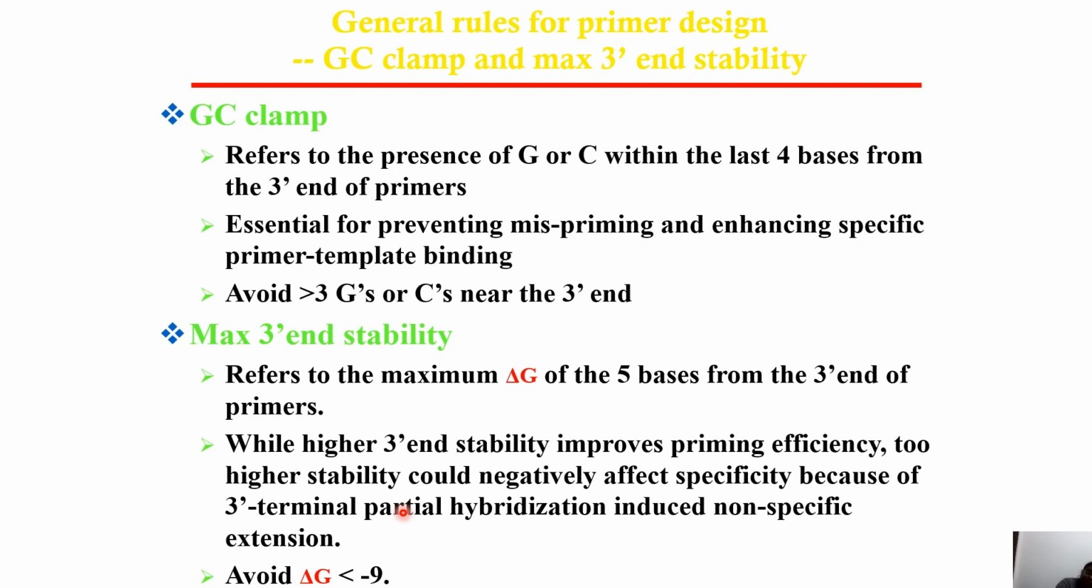Then you have the max 3' end stability. It refers to the maximum delta G of the last 5 bases from the 3' end of the primers. While higher 3' end stability improves priming efficiency, too high stability could negatively affect specificity because of 3' terminal partial hybridization inducing non-specific extension.